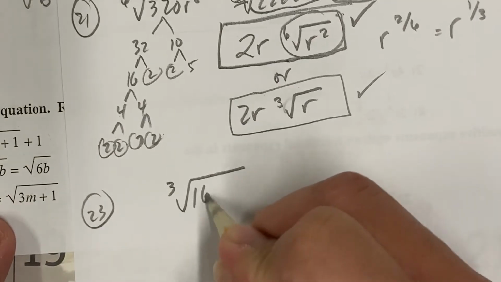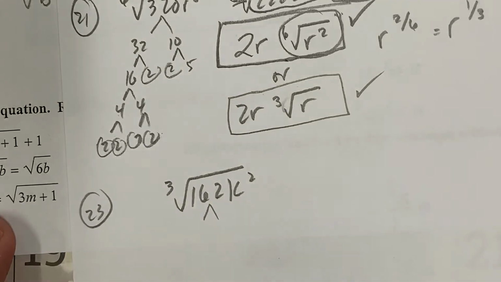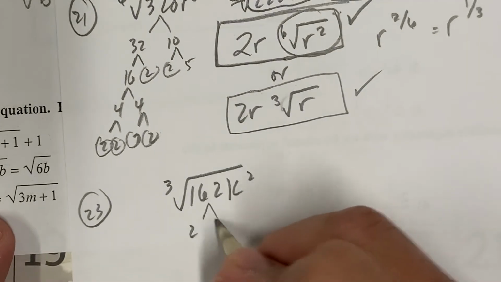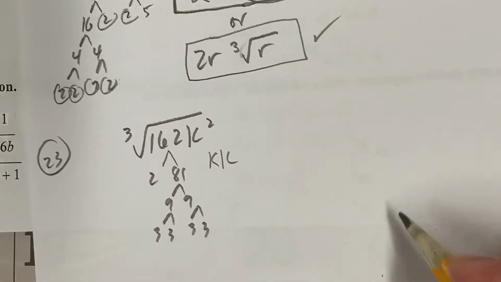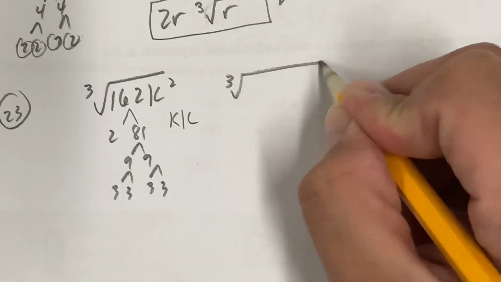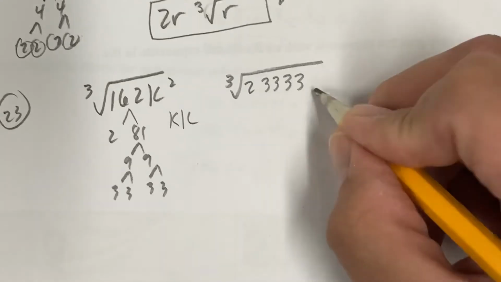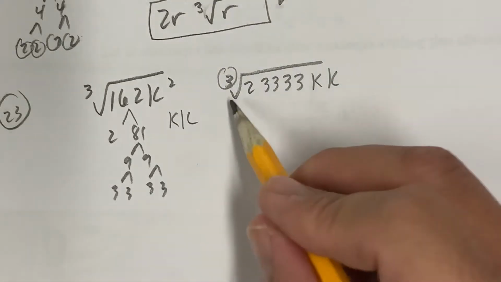Number 23. Cube root of 162 k squared. I can break down the 162. The easiest one is divisible by 2. It's 2 and 81. And 81 is 9 and 9. This is 3 and 3. This is 3 and 3. And there are 2 k's there. So therefore, cube root of 2, 3, 3, 3, 3, k, k. How many should be in a group? 3, because the index is 3 there.